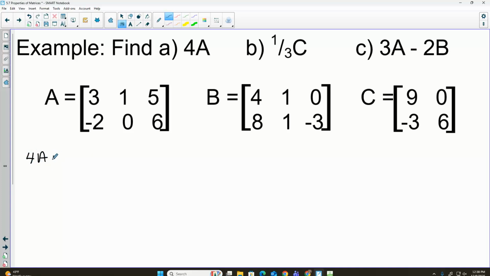So if you had to guess, what do you think I mean by 4A? Everything in the matrix times 4. Yep, every single number times 4. You get 12, 4, 20, negative 8, 0, 24.